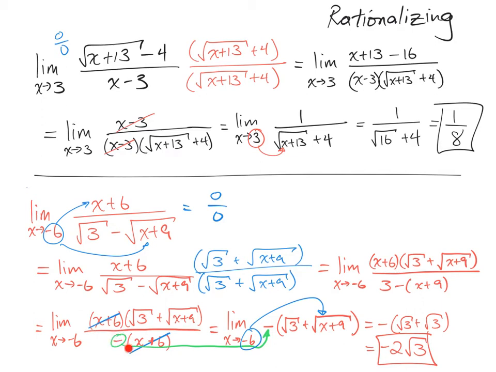And this negative would come to the front, and we would just be left with this binomial with the square roots. Substitute in -6, get the square root of 3 plus the square root of 3. Well, if you have a square root of 3 and you add a second square root of 3, you have 2 square roots of 3 being multiplied by -1. -2 square root of 3.